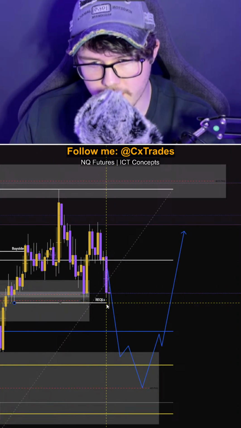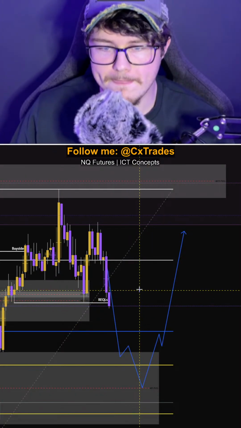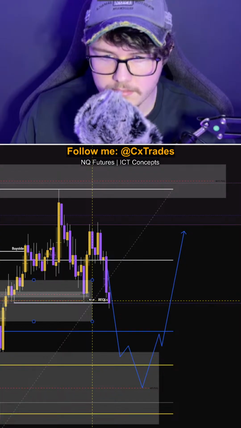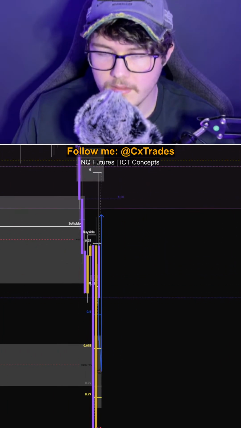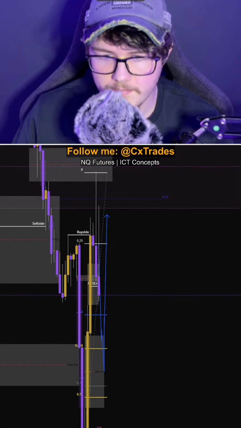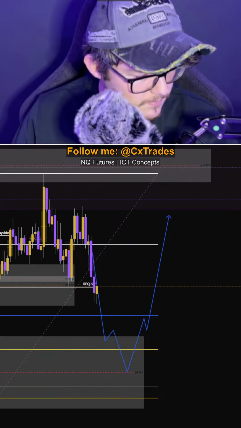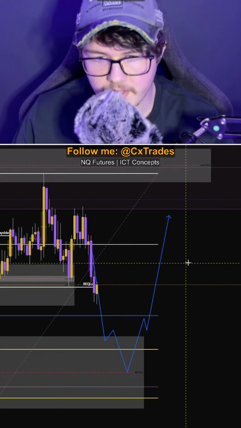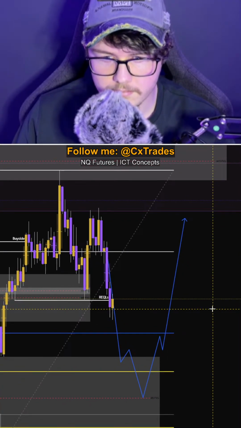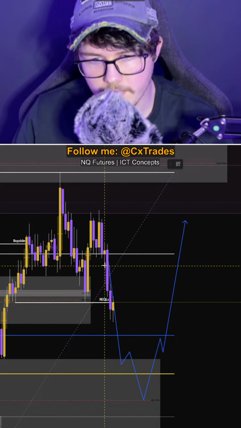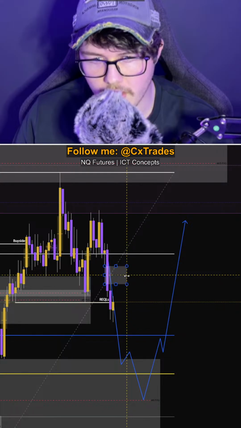Okay, so there's relative equal lows. And this 5-minute FVG here for 15. There's no 15. This is just a 5-minute FVG. This is our first bearish displacement that we can really look for a long off.